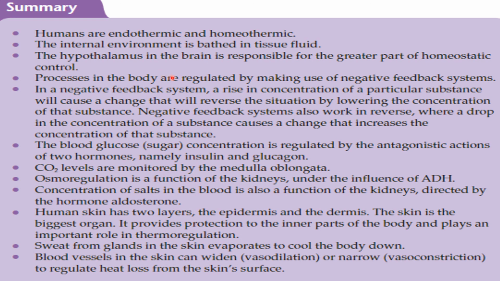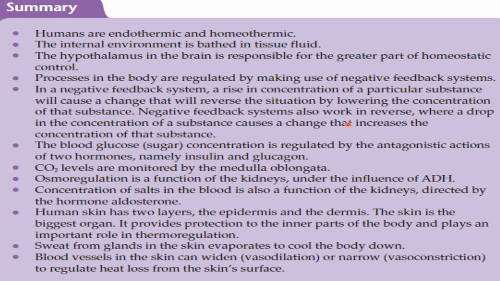The hypothalamus in the brain is responsible for the greater part of homeostatic control. Like we've said, almost all or most hormones are firstly secreted from there. And then processes in the body are regulated by making use of the negative feedback systems. In the negative feedback system, a rise in concentration of a particular substance will cause a change that will reverse the situation by lowering the concentration of that substance.